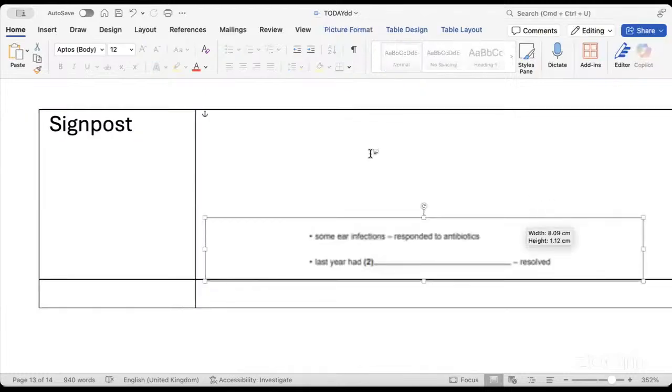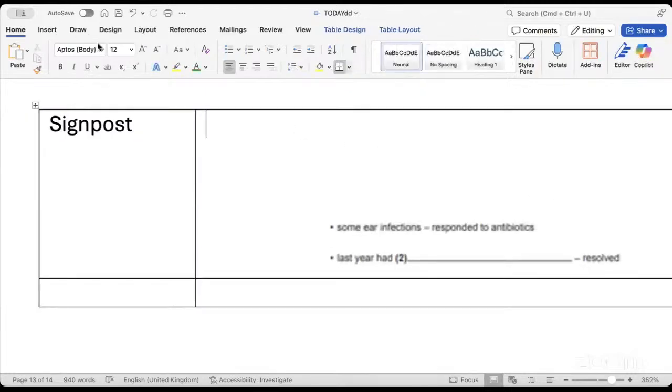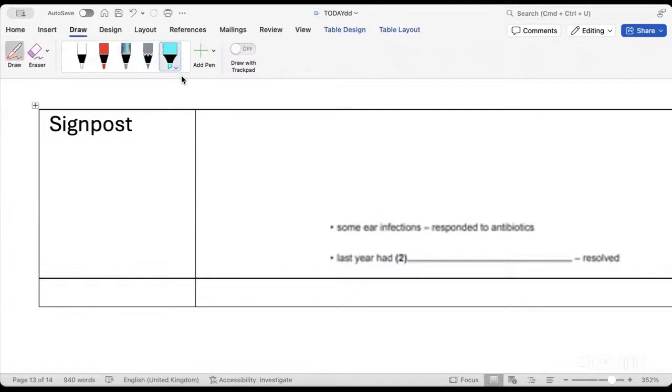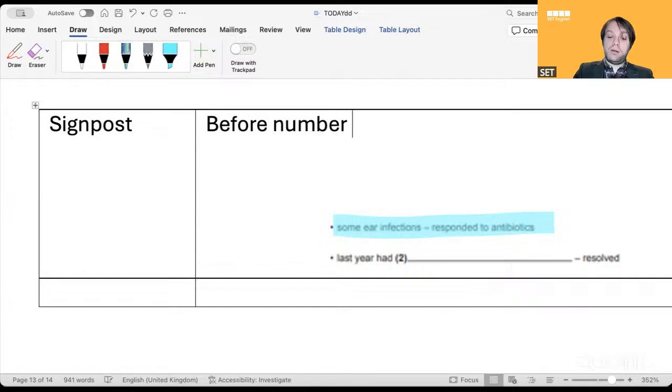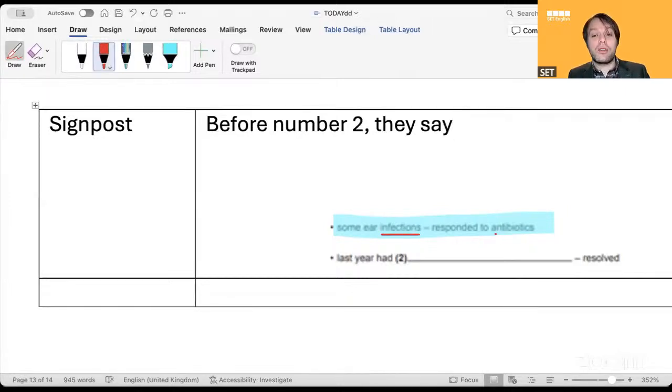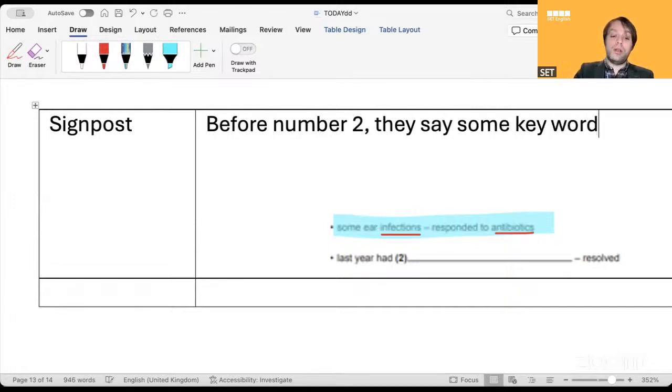Before they're giving the answer, they mention some unique words. For example, before the number 2, they might say ear infections or antibiotics. So guys, before number 2 here, they will definitely, 100%, say some of the key words here, maybe infections, or they'll say antibiotics. Usually they will not change this too much. They will say some key words.